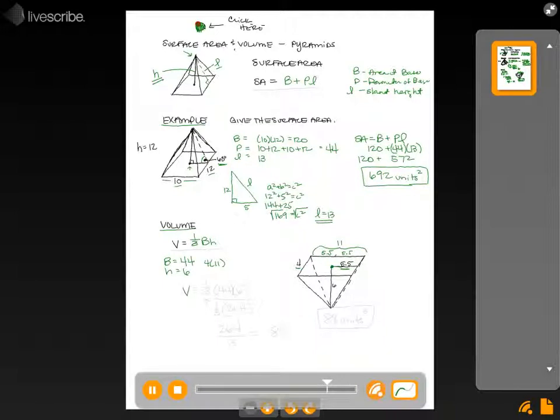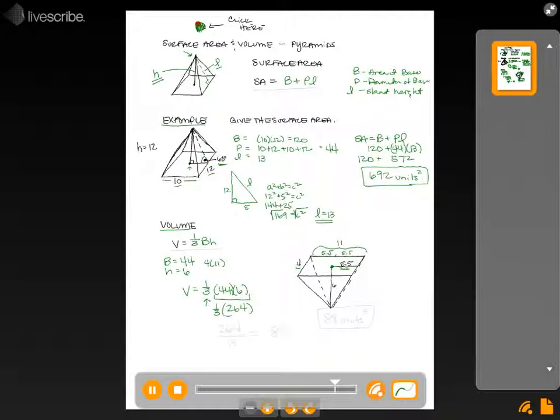Now to find volume, it is 1/3 times 44 times 6. I'm going to show you a trick here, because for some reason that 1/3 throws a lot of people off. We're going to ignore it for a second and multiply these together first. 44 times 6, and we get 264 with a 1/3 out in front.